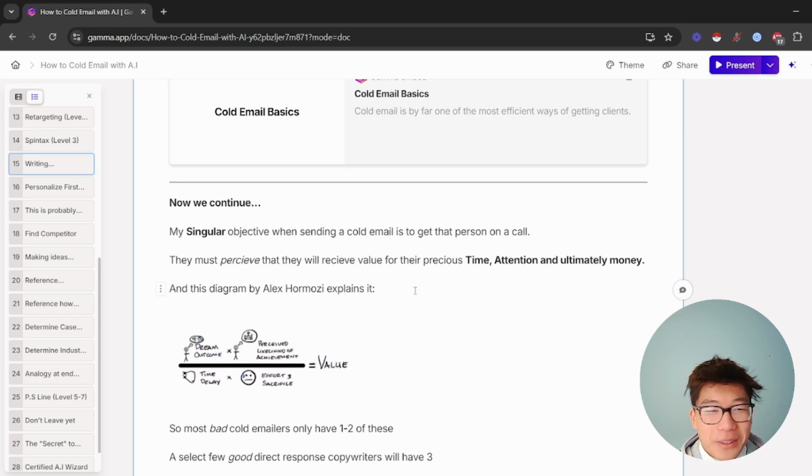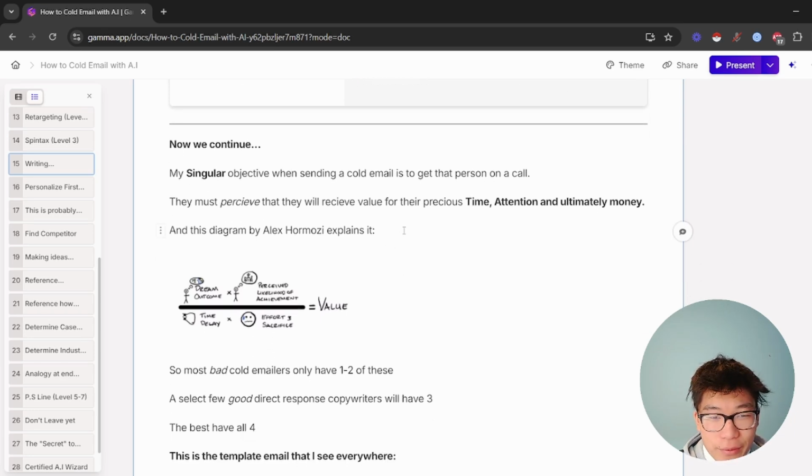And obviously that's a whole thing on your end. But they must perceive that they will receive value from their precious time, attention, and ultimately money. That's how you get them on the call. And this diagram of Alex Hormozi explains it.